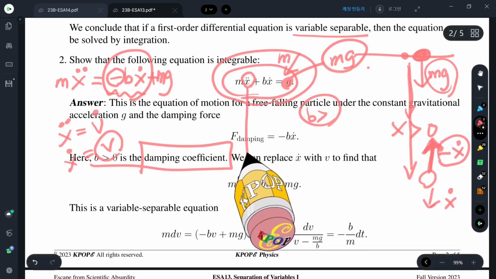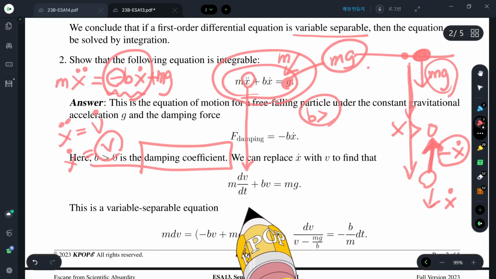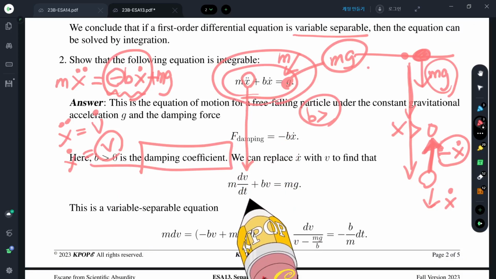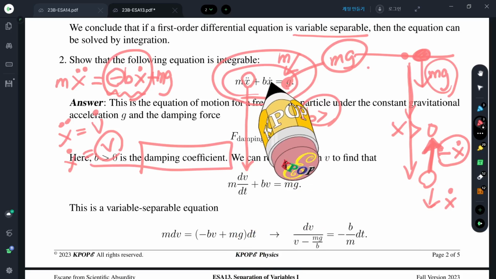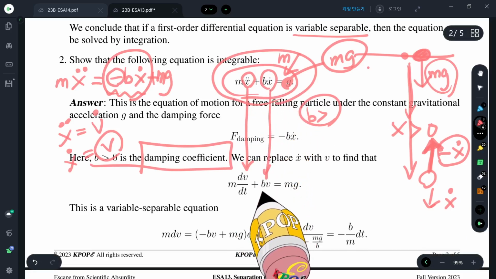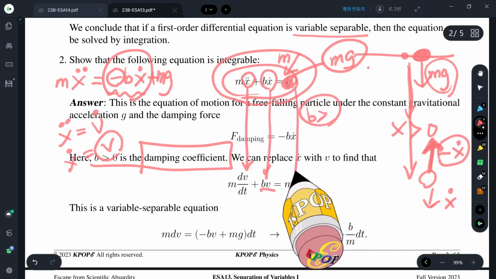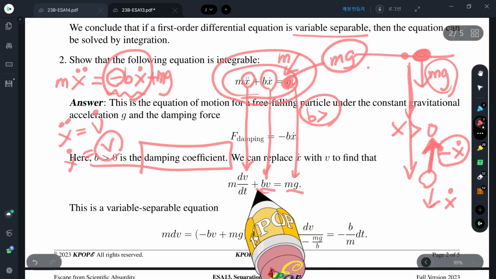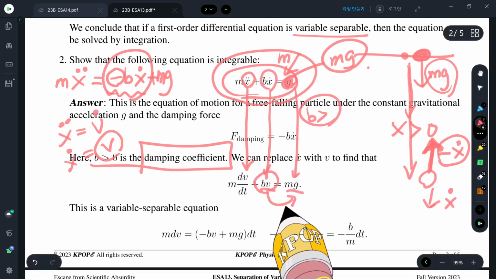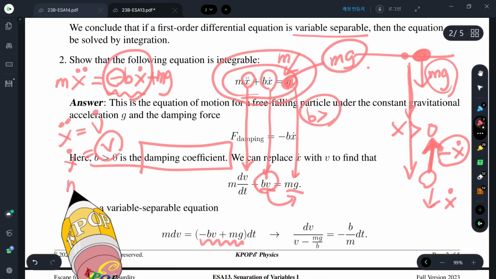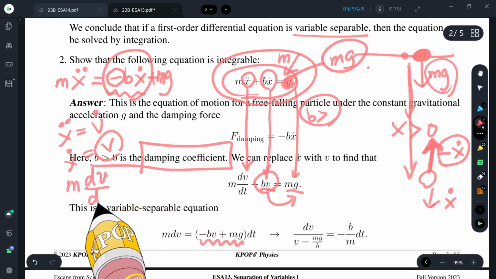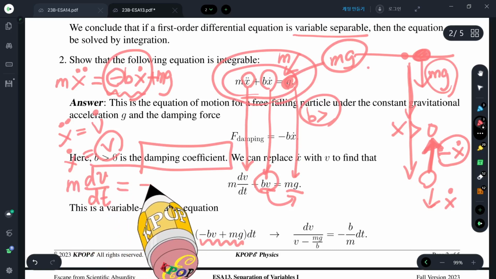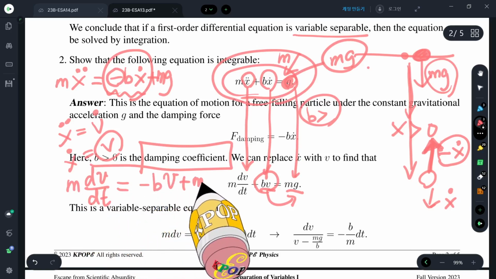So I copy this one, x double dot is the time derivative of velocity. b x dot is replaced with bv, and mg is copied as mg. How can I separate the variables? Move this guy to the right hand side, then I would get this one. So m dv over dt equals minus bv plus mg.